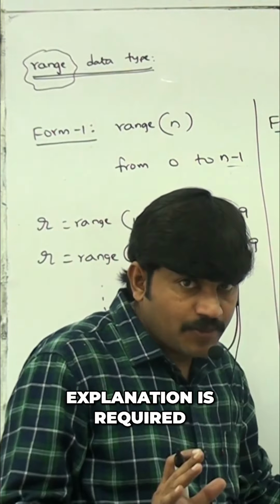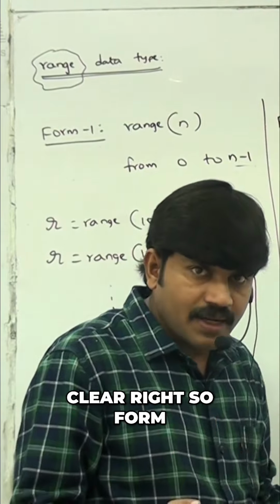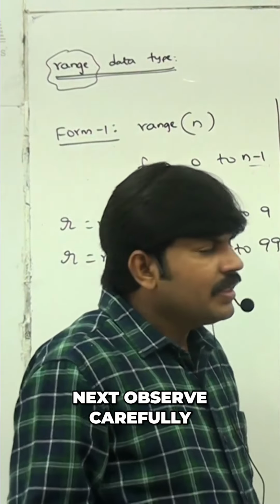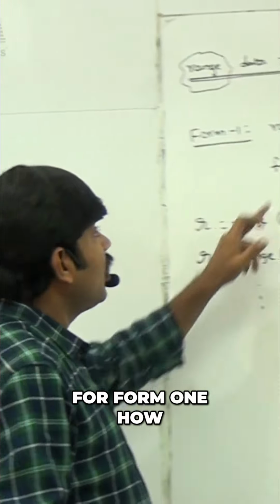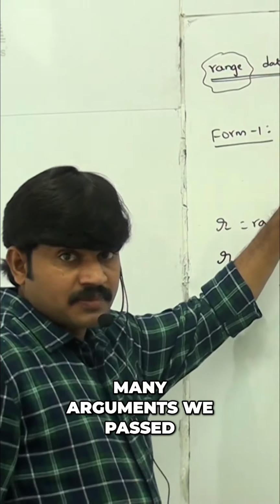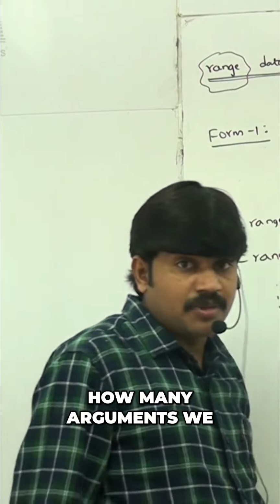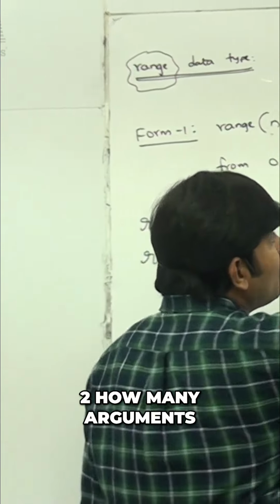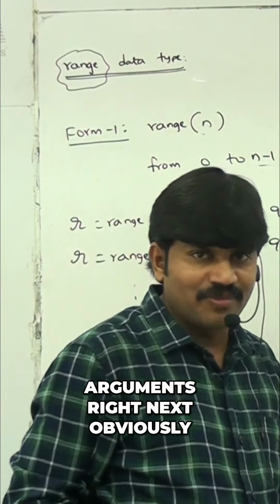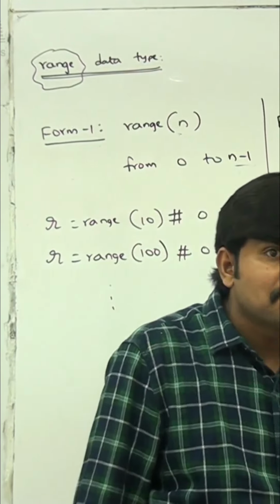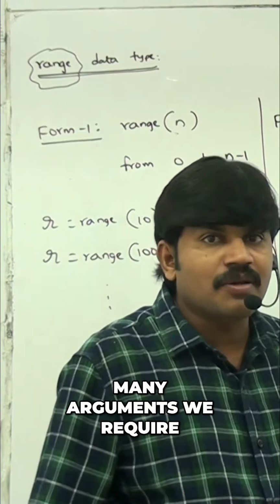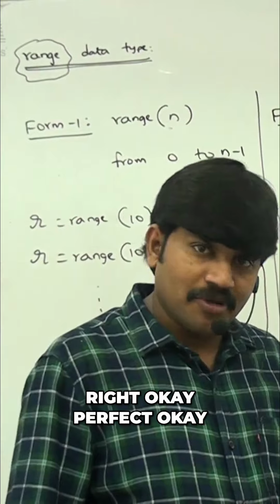Okay, any explanation is required? Clear, right? So form 1 and form 2. Next, observe carefully. For form 1, how many arguments we passed? Respond. For form 1, how many arguments we passed? 1. But form 2, how many arguments we are passing? 2 arguments, right? Next, obviously, for form 3, how many arguments we have to pass? For form 3, how many arguments we have to pass? 3 arguments, right?